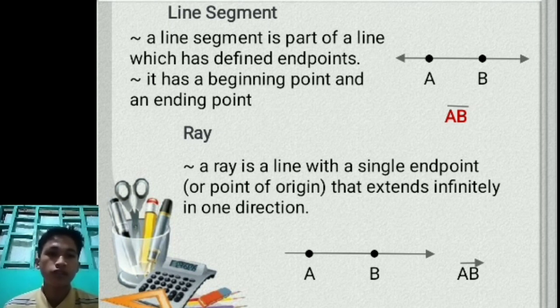Now let's proceed to the ray. So what is a ray? A ray is a line with a single endpoint or point of origin that extends infinitely in one direction. So it starts only at a point, then extends infinitely. So we have an example. We have a line, then this line consists of 2 consecutive points, point A and point B. So we have ray AB.